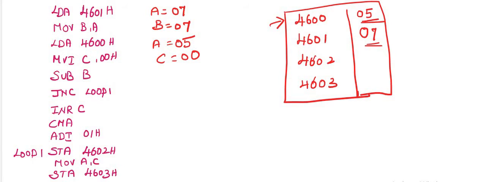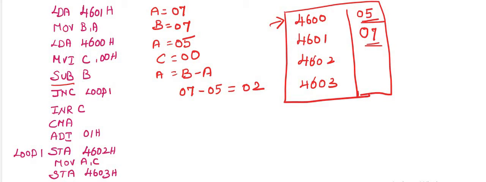Then we are subtracting the value, so using the subtraction instruction, SUB B. So that means A is equal to A minus B. So the B value is 07 minus the A value 05. So we will get the answer as 02.